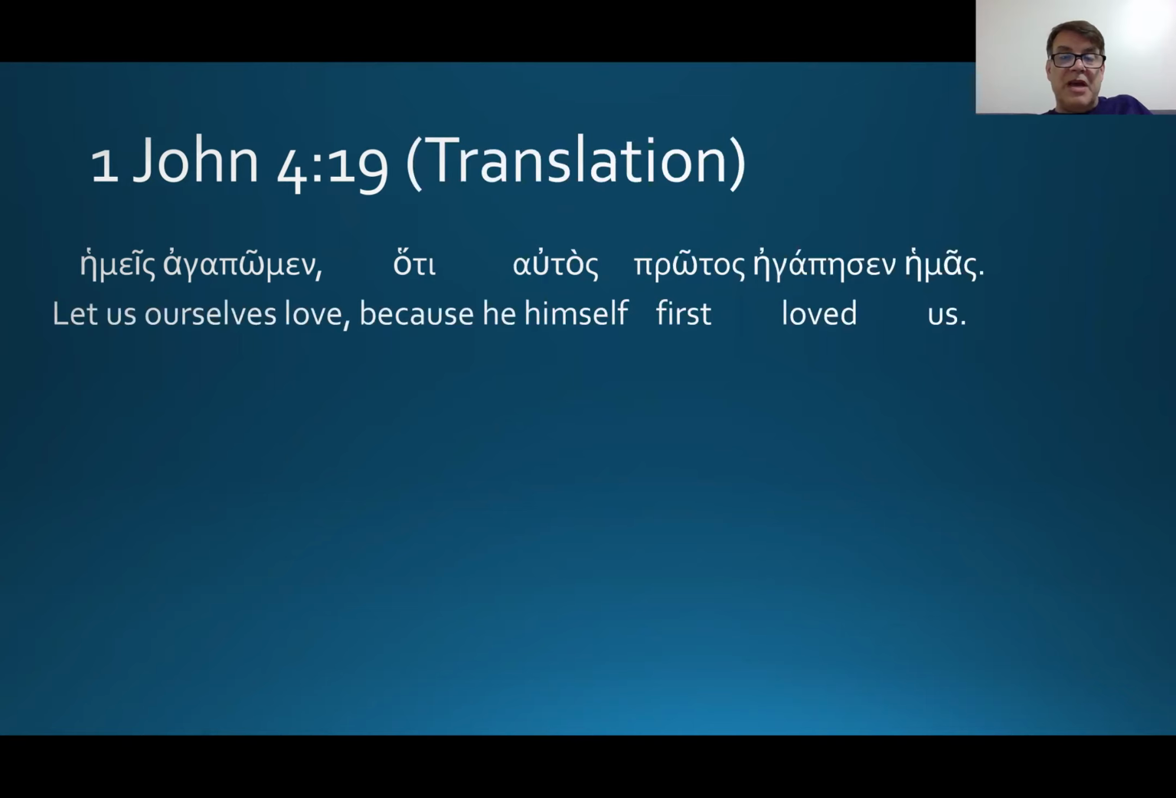Because he himself, again, when autos is in the nominative, it intensifies the subject, which is a he, she, or it here. He, because this is masculine. So he himself first loved us. When autos is in the nominative, it intensifies the subject, and the subject is he. So there you have it. We might call that an intensive use of the pronoun. Okay, not much to see here.